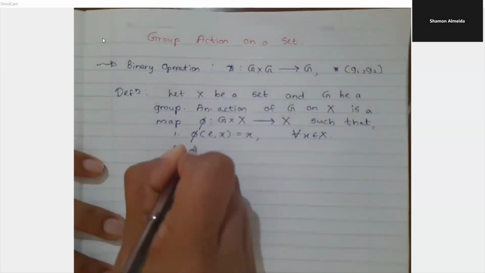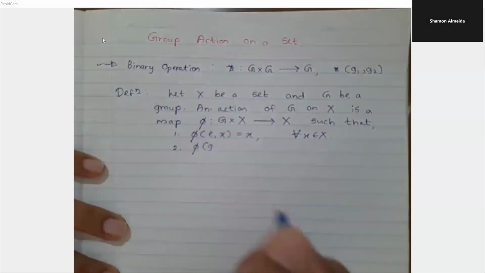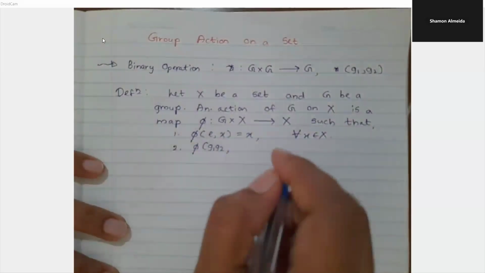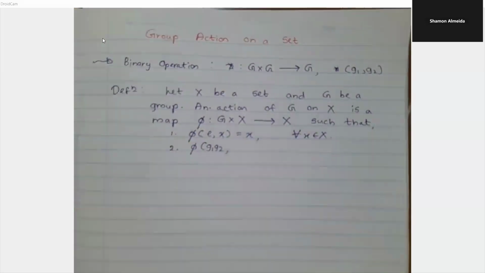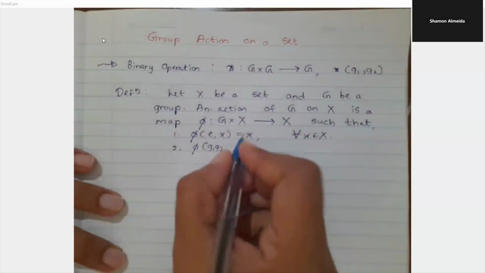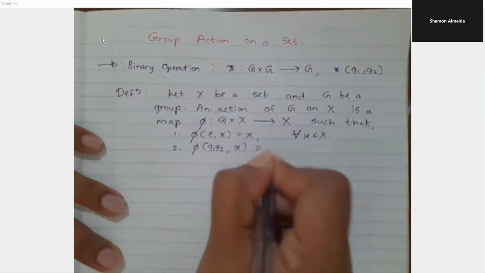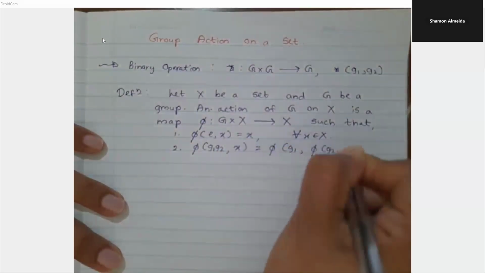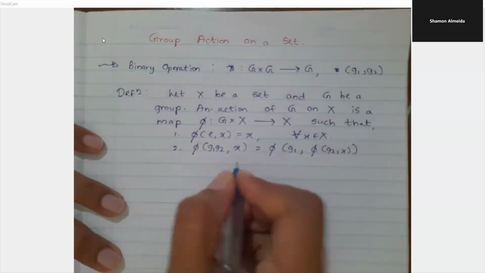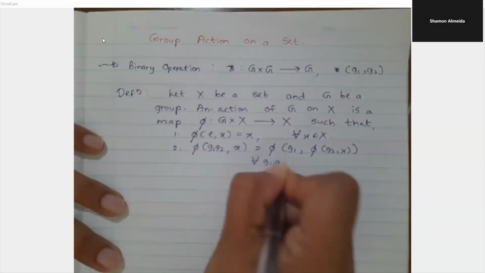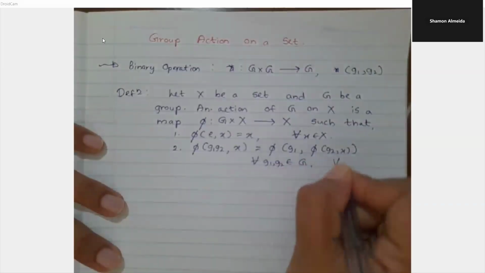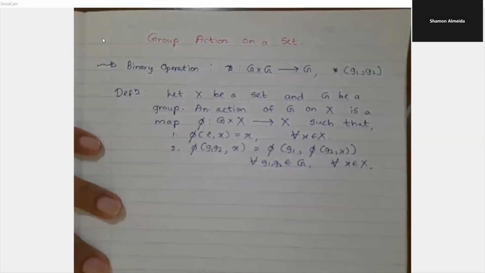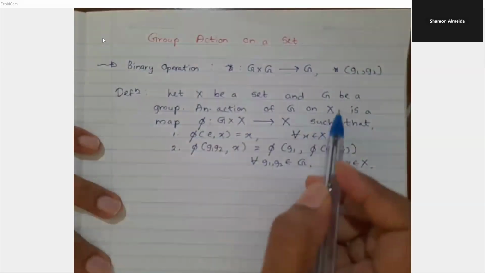The second one is phi of, let's take any two elements G1, G2 in G. G1 times G2 is also an element in G. So let's take the pair, let's take the element from G cross X to be G1 G2, x. This should equal phi of G1, phi of G2, x. This is for all G1, G2 in G and for all x in X. This is what we call an action of G on a set X.